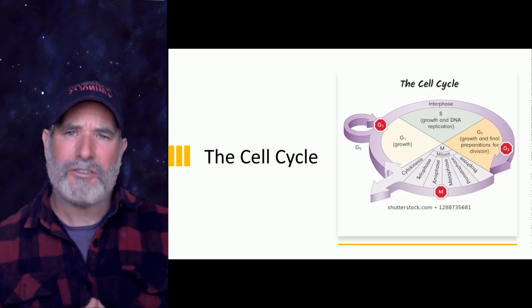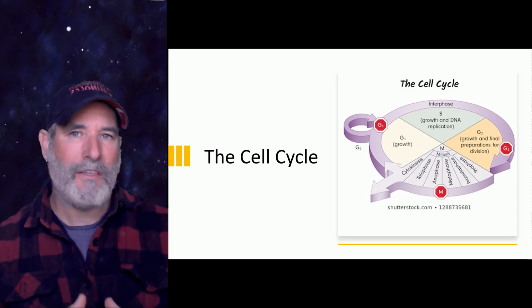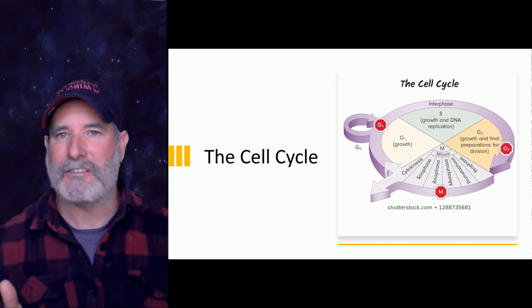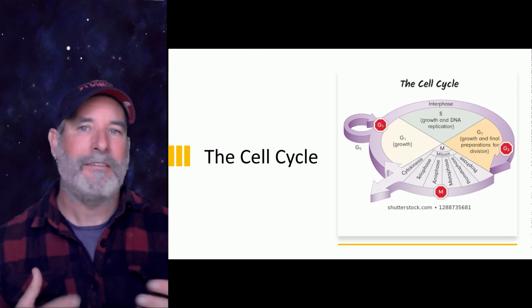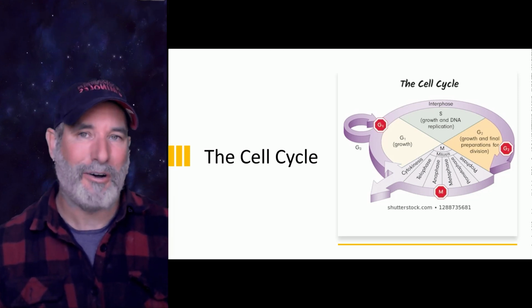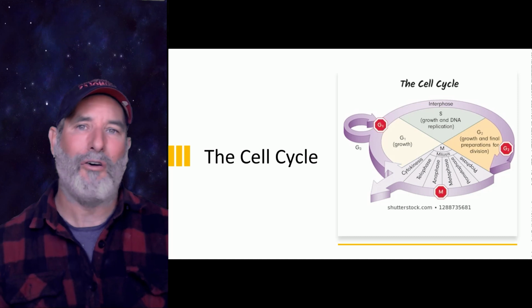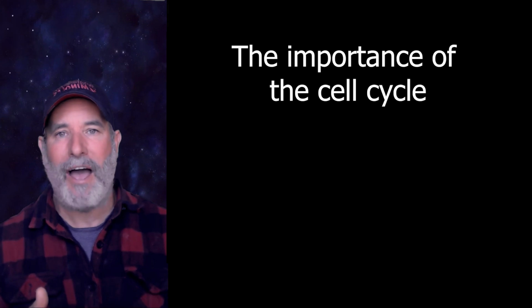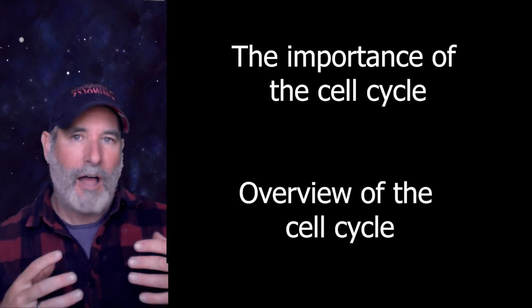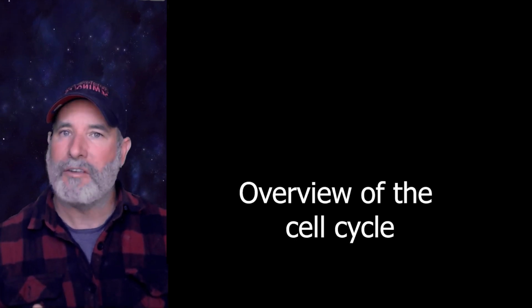Now today we're going to start the first of a three-part series on the cell cycle. Now, you guys know the cell cycle. This is how the cell grows, replicates its DNA, divides, the daughter cells grow, replicate their DNA, and divide over and over and over again. And today what we're going to talk about is the importance of the cell cycle. I mean, why does this matter? And then I'm going to go over a general overview of the cell cycle.